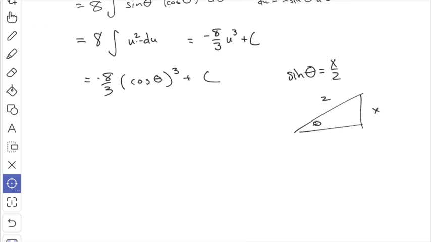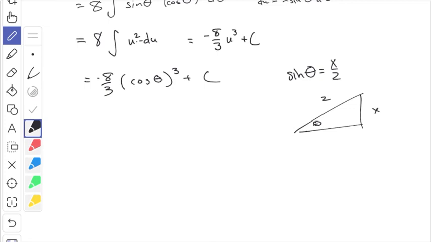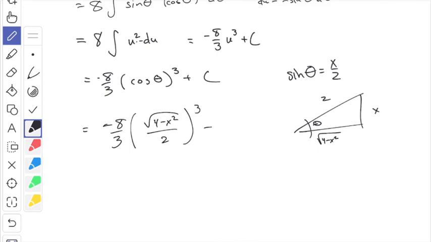And then what I want over here is to find the cosine of theta, and we can do that. The other side here should be the square root of 4 minus x squared, and then the cosine of theta should be the adjacent over the hypotenuse. So this is going to be minus 8/3 times the square root of 4 minus x squared over 2, all of that cubed, plus C. And this is your final answer.